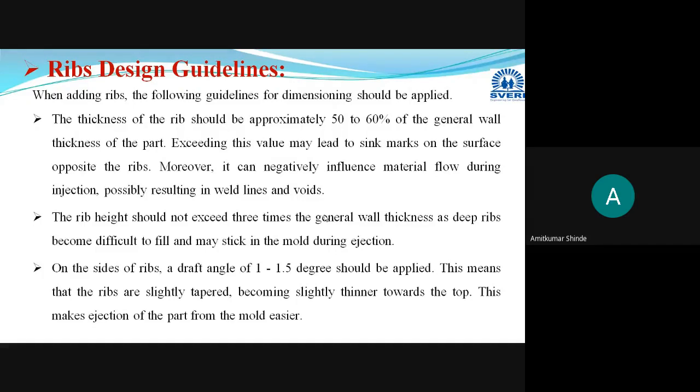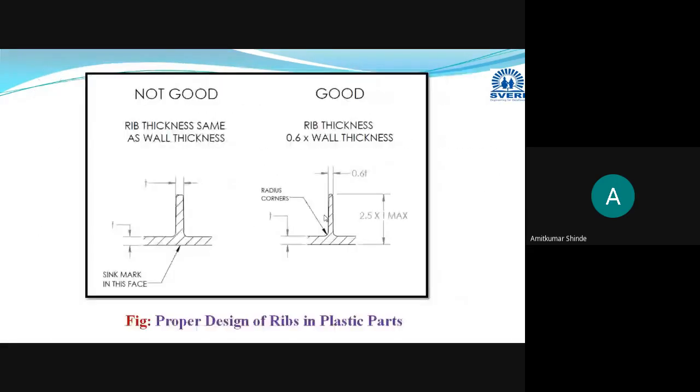Okay, why we are going to do this? Because it will increase some defects like the sink marks. What are the sink marks? That I will show you here. Okay, if suppose this is the wall thickness. This is the first diagram. Here it is showing the thickness of this rib, this is the rib and this is the adjacent wall, and the wall thickness is t.